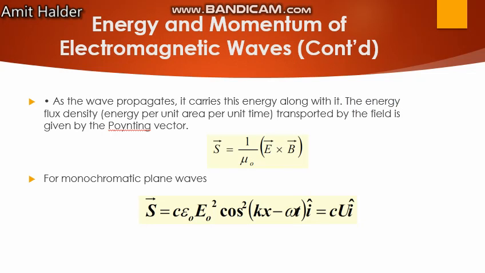And last of all, as the wave propagates, it carries this energy along with it. The energy flux density, energy per unit area per unit time transported by the field, is given by the Poynting vector. That is known as the Poynting vector. The Poynting vector of the monochromatic plane wave is like that.